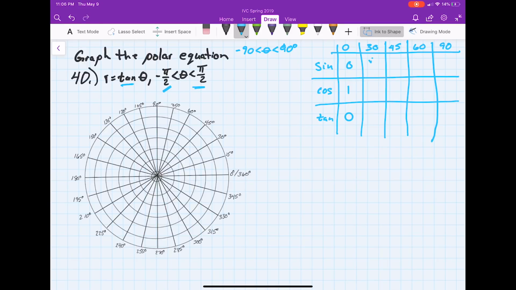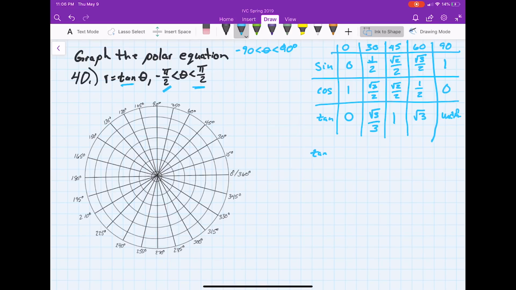At 30 degrees, sine is 1/2, and cosine is square root of 3 over 2. So we divide those, and we end up with square root of 3 over 3. And then at 45 degrees, sine is square root of 2 over 2, cosine is square root of 2 over 2, so that means tangent is 1. At 60 degrees, sine is square root of 3 over 2, and cosine is 1/2, so tangent is square root of 3. And then at 90 degrees, sine is 1, cosine is 0, so that means tangent is undefined. We can't find that there.